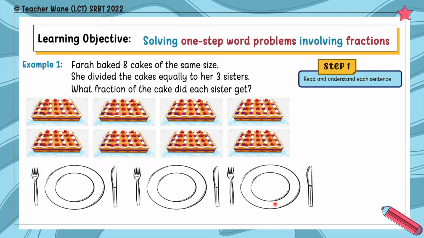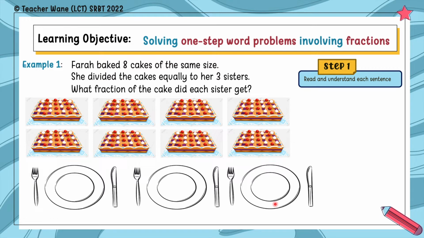Step number 1. When we have word problems, you need to read and understand each sentence. Did you manage to read and understand each sentence? If so, that's great. If you're still unsure, pause the video and repeat back the story we have here.